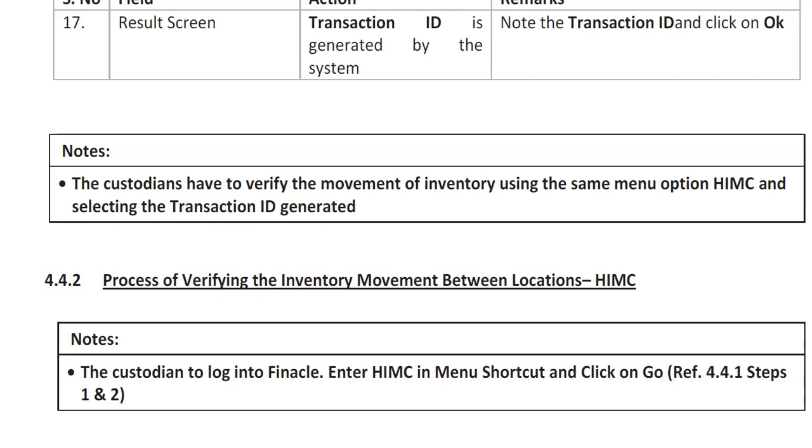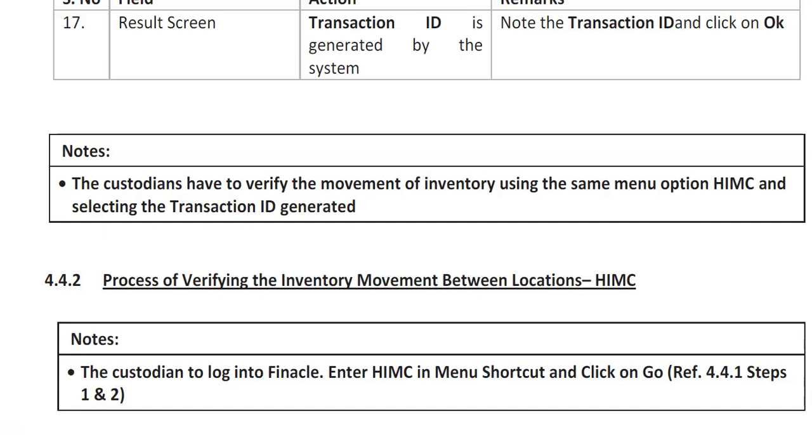So friends, in the last video I had shown you how to enter the inventory receipt from the printing and stationery department in central office, right? Again, the menu option is the same, HIMC, process for verifying inventory movement between locations, right? So again, I'll show you how this is done here.